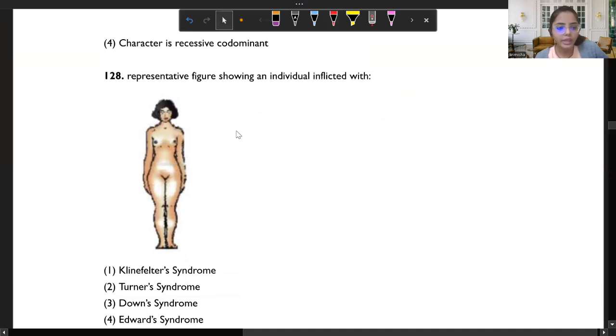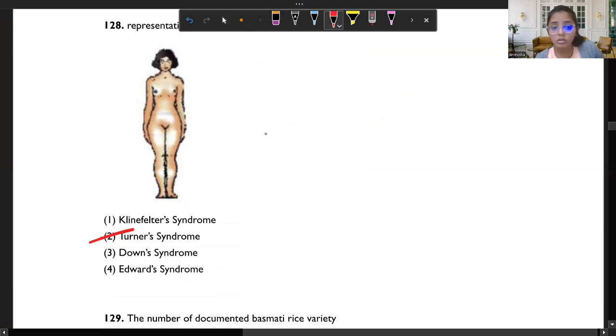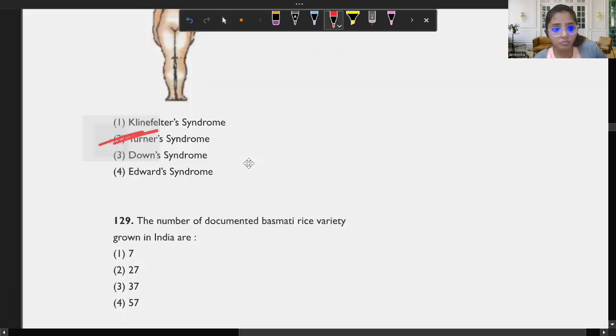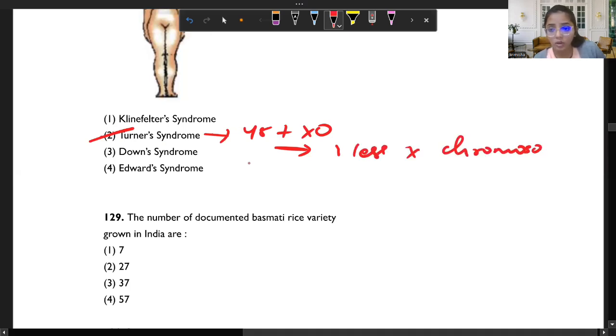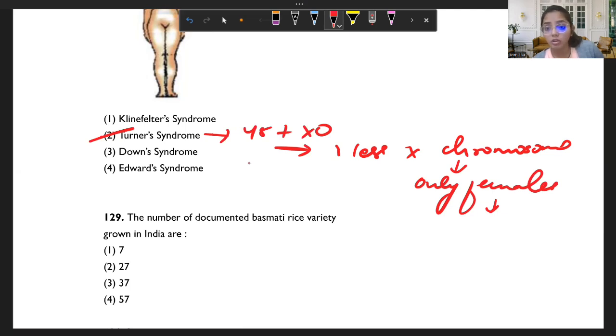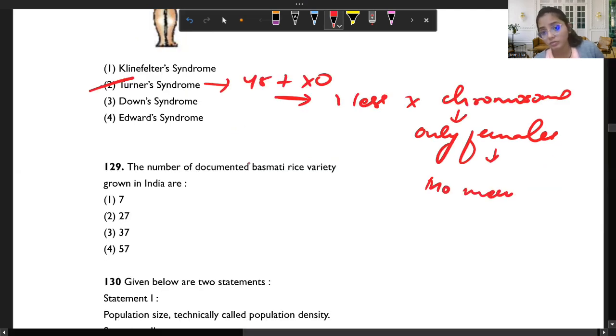Moving on to question 128. Which of the representative figures shows an individual inflicted with? This is a classical figure of an individual suffering from Turner syndrome. Individuals suffering from Turner syndrome would have a genotype of 44 plus XO, which means they have one less X chromosome. Only females are affected by Turner syndrome. They have irregular or no menstrual cycles.